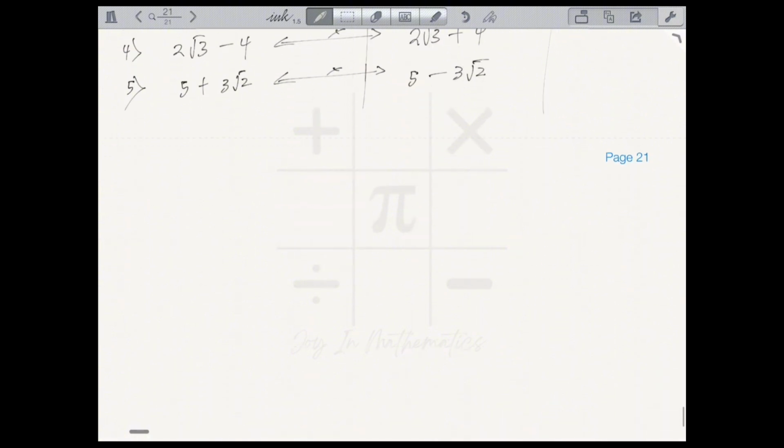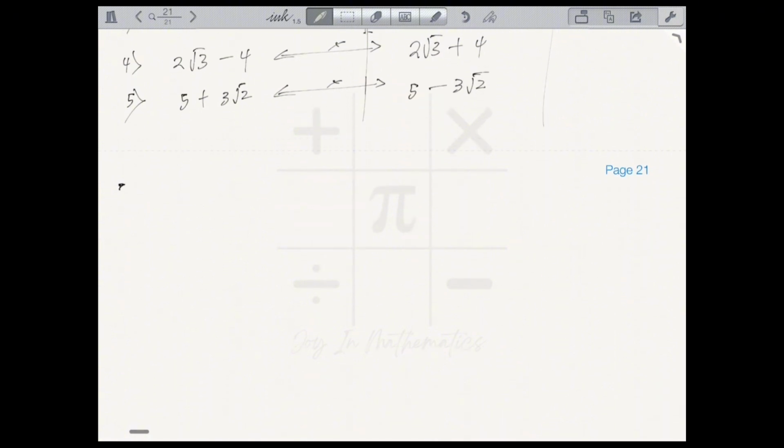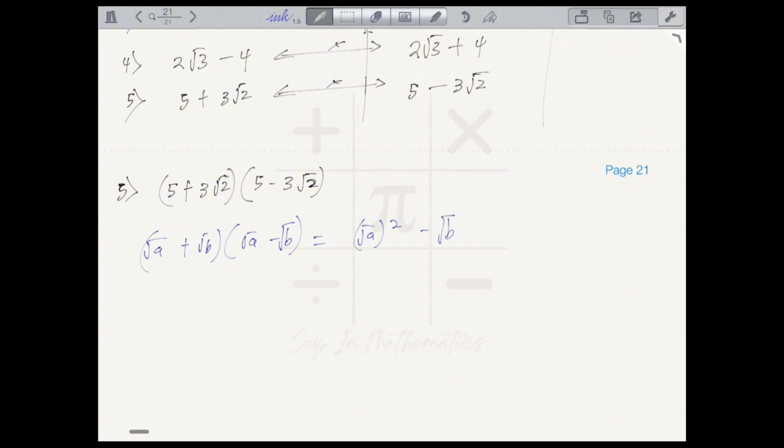So let's begin. Let's say we start from 5 going upwards: 5 plus 3 root 2. Apply the multiplication sign between them, times 5 minus 3 root 2. Just like we have learned before, when we have a surd and its conjugate being multiplied together, let's say root A plus root B is multiplied by the conjugate root A minus root B, the result will be root A squared minus root B squared. So this brings us to the idea of difference of two squares.